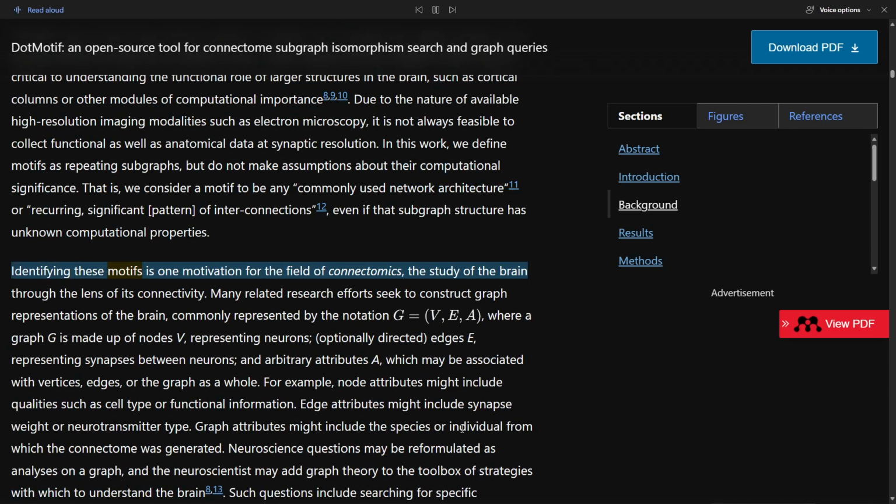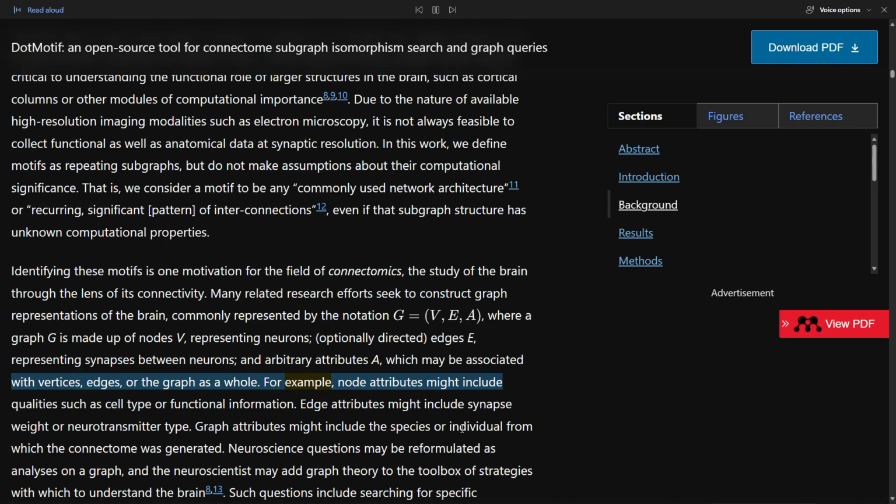Identifying these motifs is one motivation for the field of connectomics, the study of the brain through the lens of its connectivity. Many related research efforts seek to construct graph representations of the brain, commonly represented by the notation G = (V, E, A), where a graph G is made up of nodes V, representing neurons, optionally directed, edges E, representing synapses between neurons, and arbitrary attributes A, which may be associated with vertices, edges, or the graph as a whole.